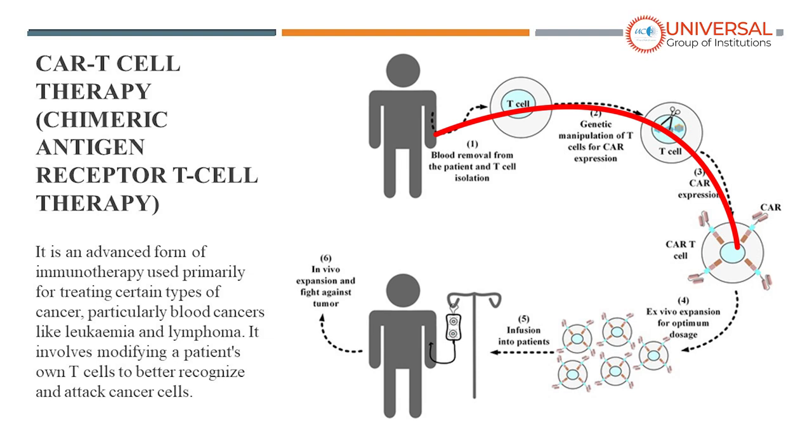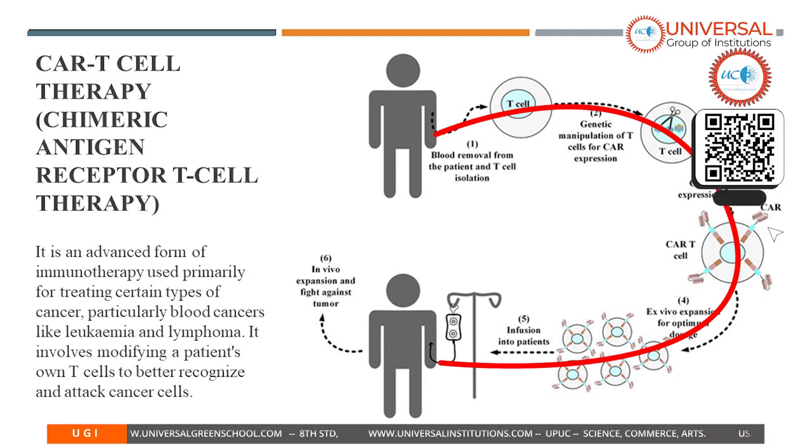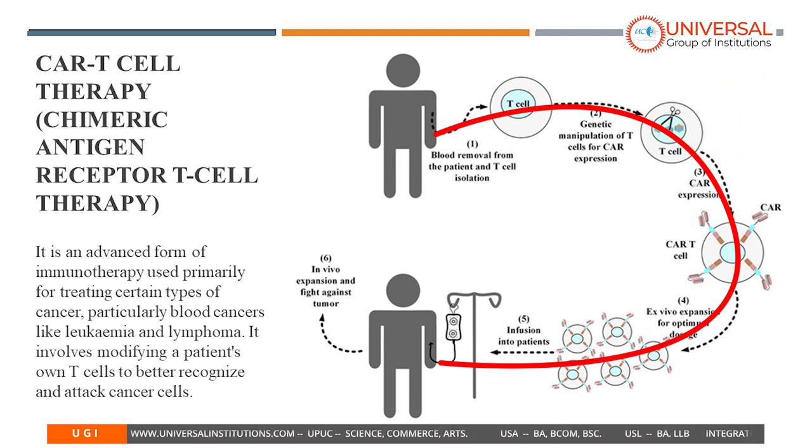The cells containing these receptors will be expanded ex vivo. Expansion will be done to the heavy dosage or the optimum dosage required for the patients, and then these T cells will be infused into the patient through IV, where the patient's T cells are collected and modified in such a way that the receptors on the T cells recognize the cancerous cells.